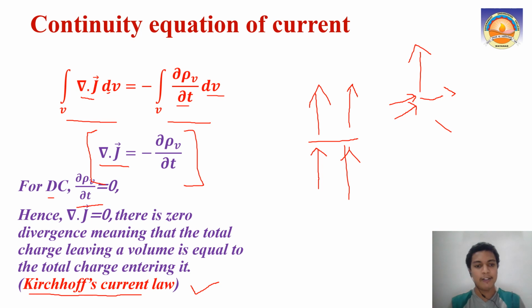So, clear with this? Our continuity equation is del dot J equal to minus dou rho V by dou t, or the divergence of current density is equal to the rate of decrease of what? Volume charge density. Understood? So that is about the continuity equation of current.